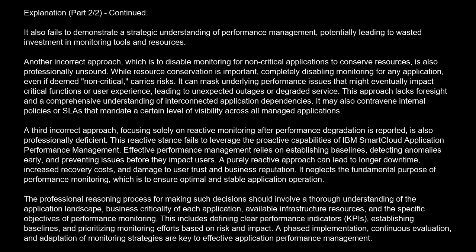The professional reasoning process for making such decisions should involve a thorough understanding of the application landscape, business criticality of each application, available infrastructure resources, and the specific objectives of performance monitoring. This includes defining clear performance indicators, KPIs, establishing baselines, and prioritizing monitoring efforts based on risk and impact. A phased implementation, continuous evaluation, and adaptation of monitoring strategies are key to effective application performance management.